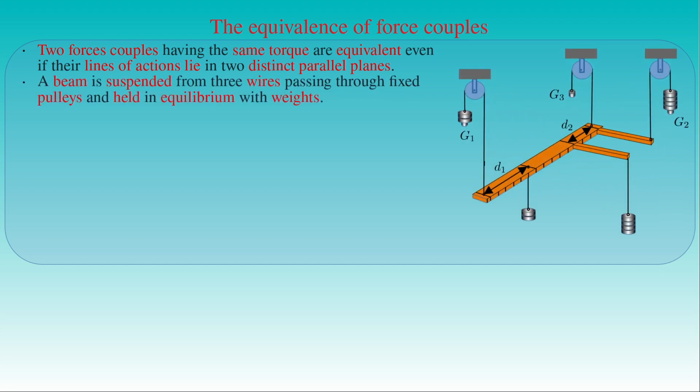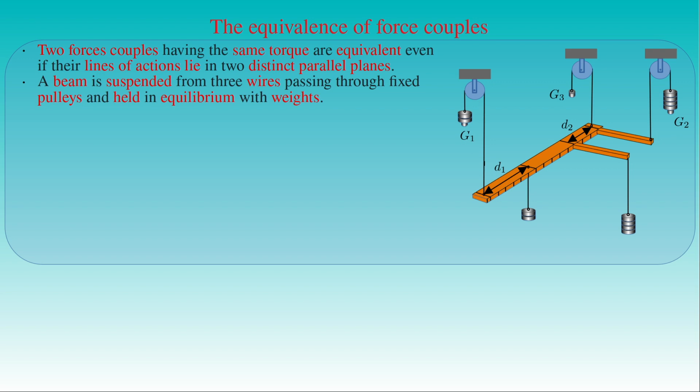A thick beam is suspended from three wires passing through fixed pulleys and held in equilibrium with the weights G1, G2 and G3 hanging on the other ends of the wires. The weight G2 is connected to a rod by the wire and the rod attached to the beam. Two further weights are suspended from the beam and another rod attached to the beam in order to produce force couples acting on the beam.